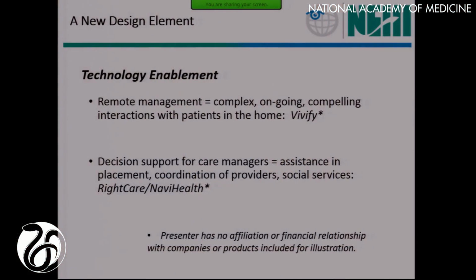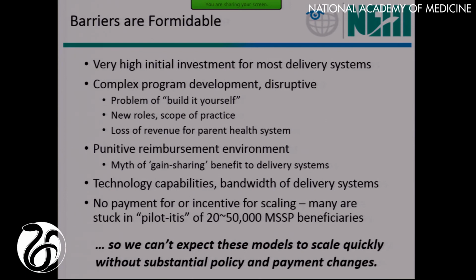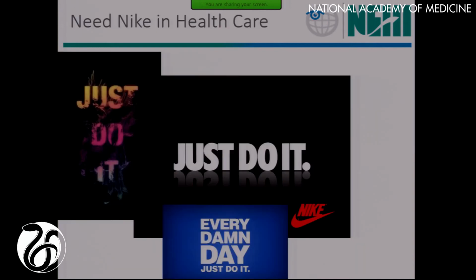The element that is not in any of the listing of critical elements is technology, health information and services, remote management, and decision support for care managers. Those are increasingly important elements in successful models. So I would suggest we include that. I have a list of the barriers here that policy might address.